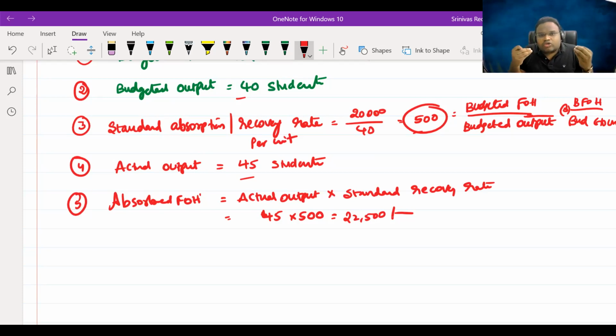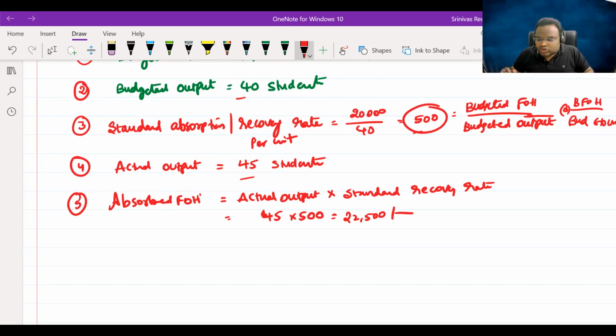So I am expecting my output to be 40 students. That is budget output. That is all planning. Budget is always planned: 20,000 is planned, 40 students is planned. Based on these two numbers, I wanted to recover some amount from each student towards the fixed overhead, because fixed overheads are not incurred based on production. Fixed overheads are incurred in total, which is constant. It is a period cost. I decided to recover 500 rupees from each student. 45 students got admitted. Now tell me, from how many students will I recover? I will recover it from 45 students.